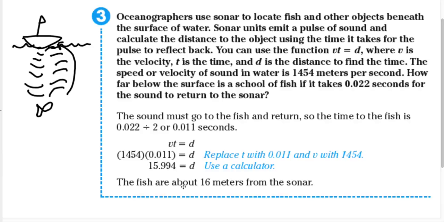And now you can sit there, throw your line out, okay, and estimate the line to be around 16 meters, and hopefully you get to catch the fish.